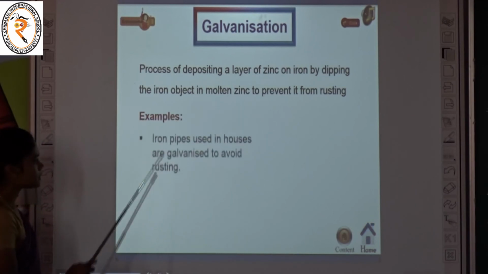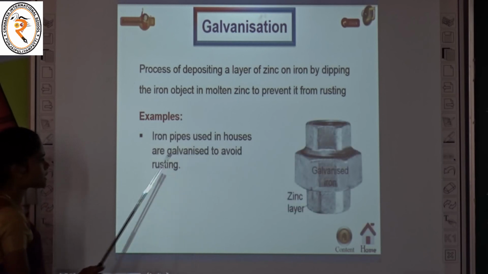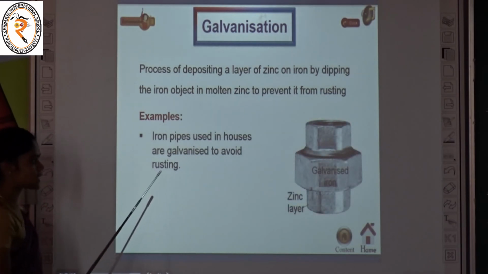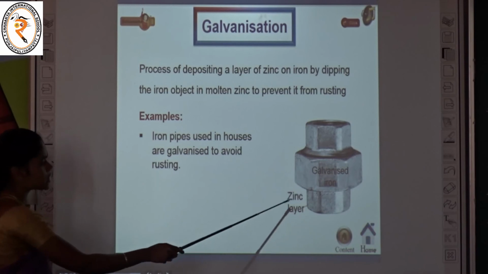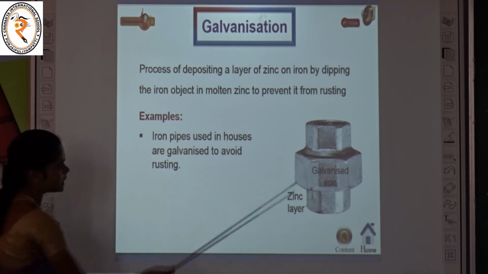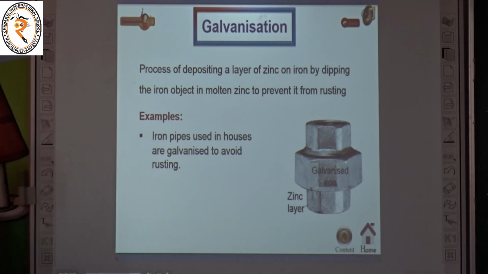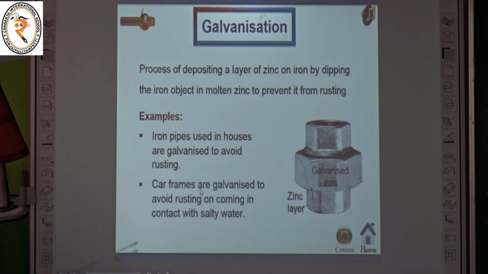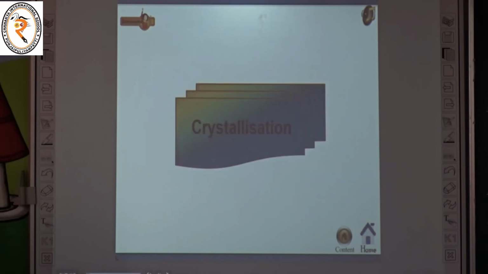For example, the iron pipes used in houses are galvanized to avoid rusting. See, it is an iron piece which is coated with zinc. What is the use of this? It can prevent rusting of iron. Okay. Then another example is that power frames are galvanized to avoid rusting on coming in contact with salty water. So these are all examples of galvanization.